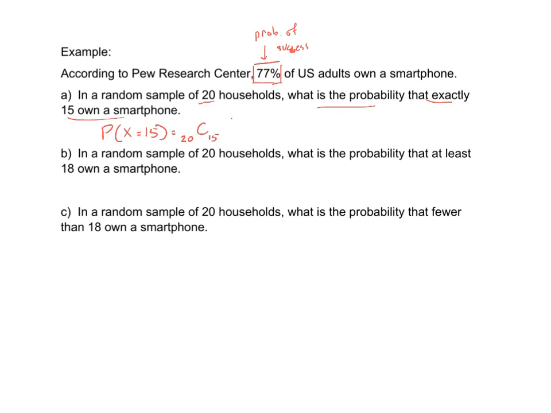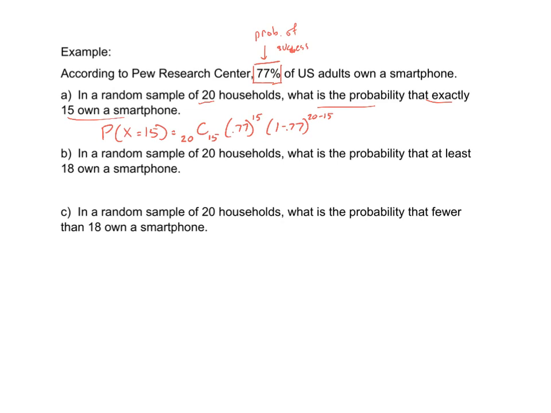P to the x in my formula is 77% raised to the 15th power. 77 is my probability of success. In part A, I'm looking for 15 people with a smartphone. Then 1 minus P, 1 minus 0.77, is my probability of failure. And then the number of failures is 20 minus 15.